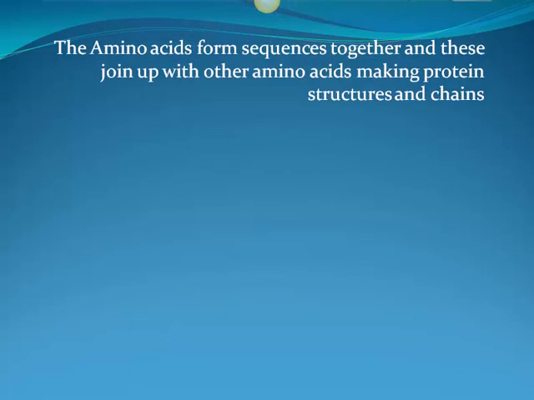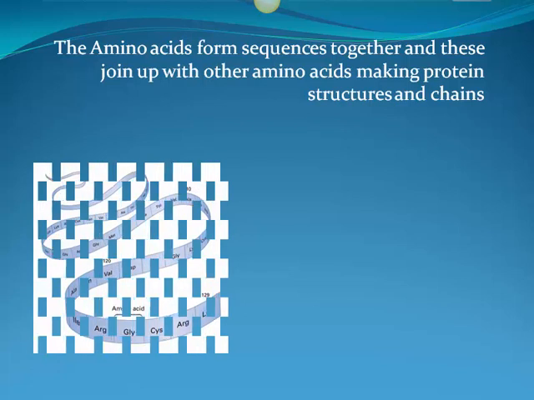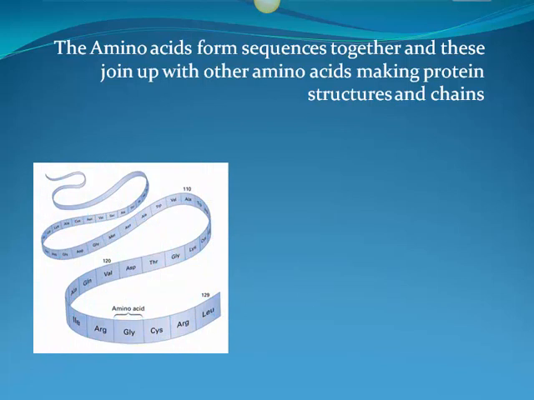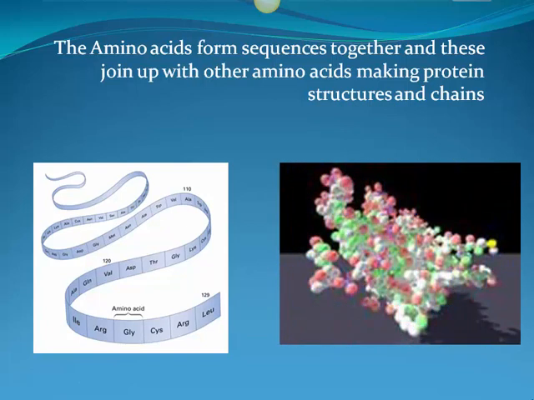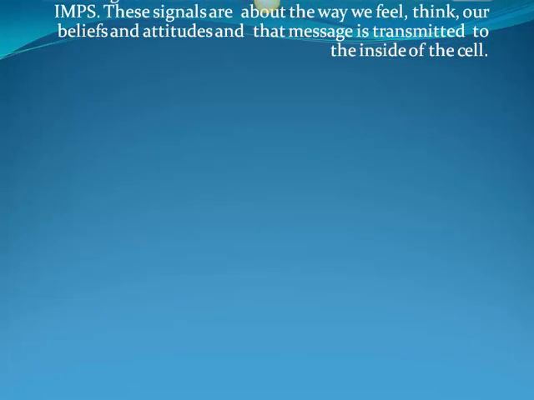So the amino acids come together, they form sequences, and these join up with other amino acids making protein structures and chains. So you've got an idea of how they all come together to form chains. And they can get quite complex as they join up together, as you can see from this protein model here. You get an idea of that.